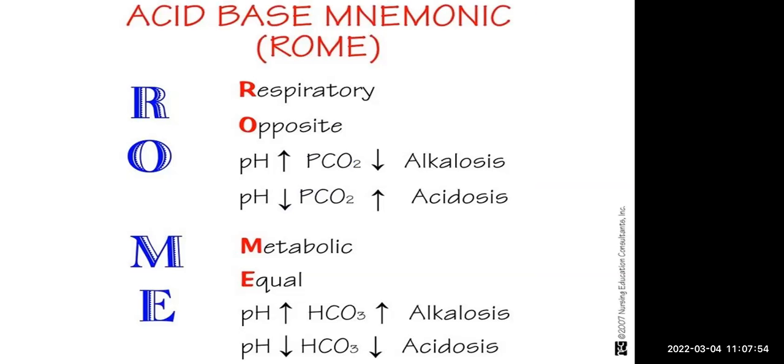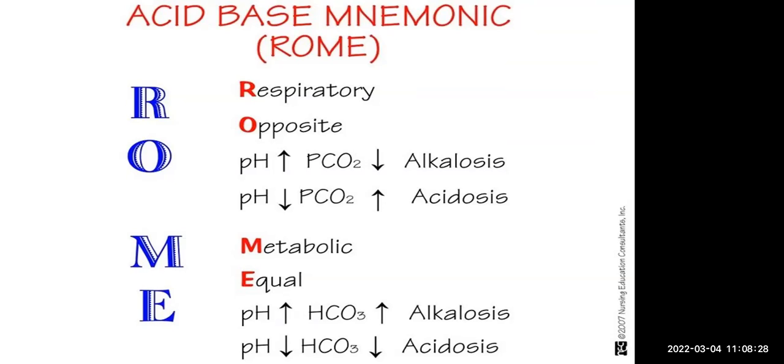Okay, so these are the mnemonic to interpret ABG, to interpret blood gases result. So if it is a respiratory problem, the values should be opposite. So if the pH is high and PCO2 is low, it is alkalosis, and if the pH is low and PCO2 is high, it is acidosis, so it is respiratory.